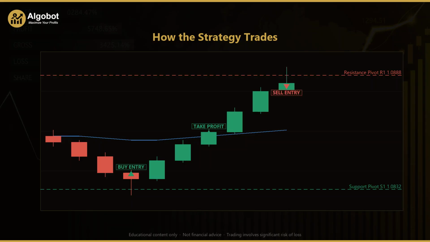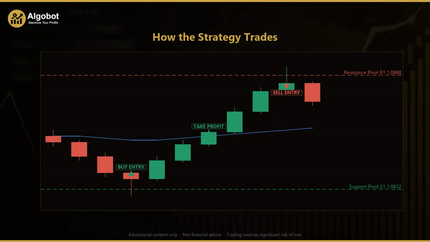Price doesn't stop at VWAP. Momentum carries it higher. The eighth and ninth candles push well above the VWAP line, and once again price is stretching, this time to the upside. The strategy is now watching the resistance pivot overhead.